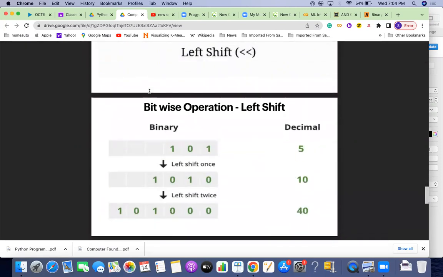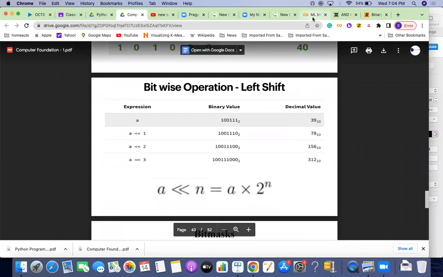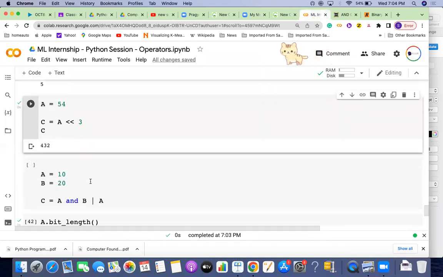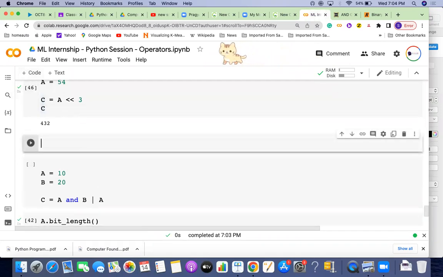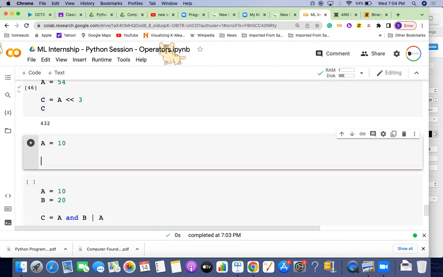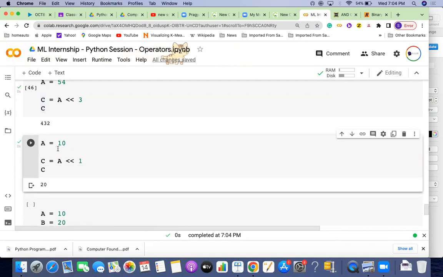One more thing you should remember here is what exactly that means. For example, to understand what is necessary here, assume that A is equal to 10. Now I am trying to do one shift. So A into 1 right shift I'm doing. If you say the output result, what is the output? It will be 20, because I'm multiplying by 2 to the power of 1.